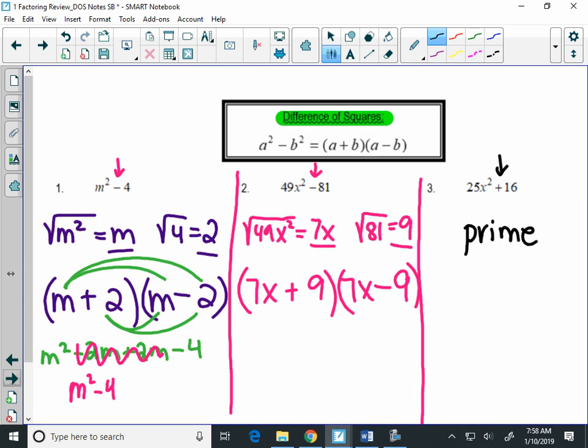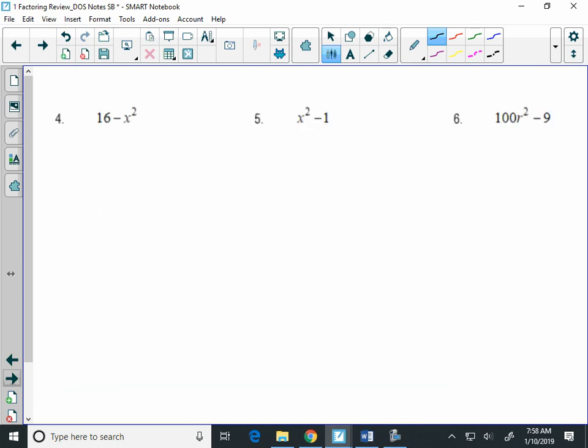All right, next row of problems. 16 minus x squared. First, I look for a GCF. 16 and x squared, no GCF. Second, I look for a minus sign. There is a minus sign, so I can go ahead and see if I can take the square roots. The square root of 16 is 4, that works. And the square root of x squared is x, so that also works. Let's use the 4 and the x.